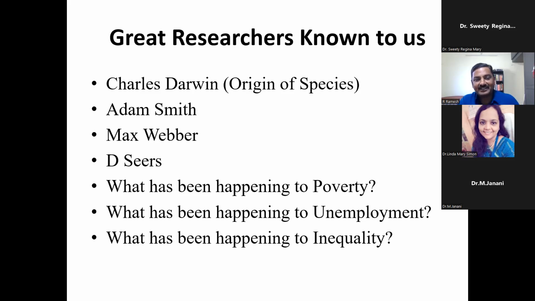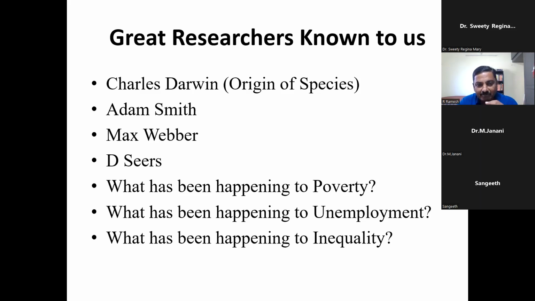Now there were earlier researchers too, maybe the well-known great researchers known to us, like Charles Darwin, for example, Adam Smith, Max Weber, D. Sears. So these people came with their philosophies, and they have their own statements. They have made several different statements. In each research, they have made their statements.